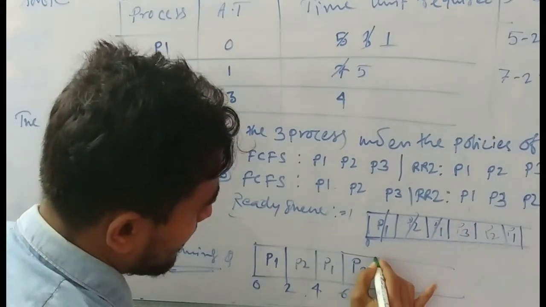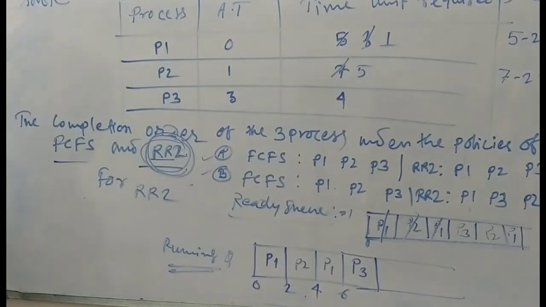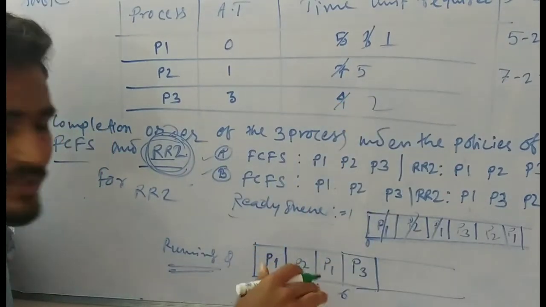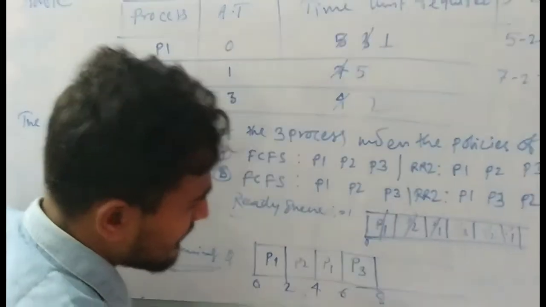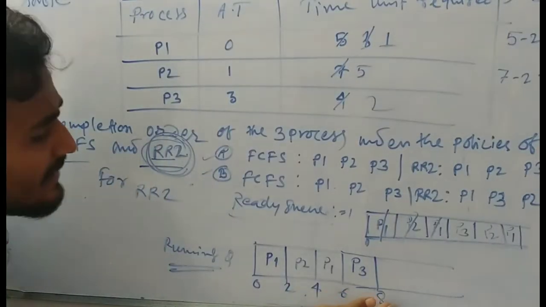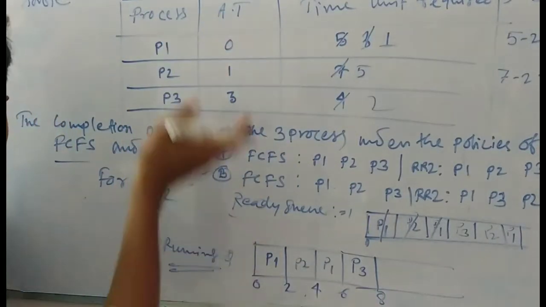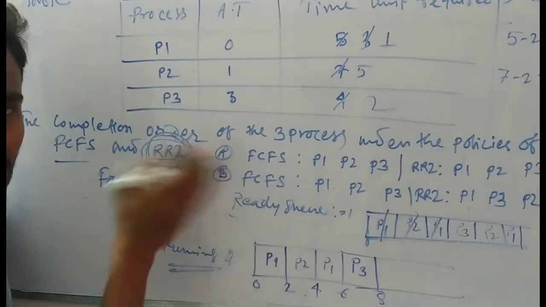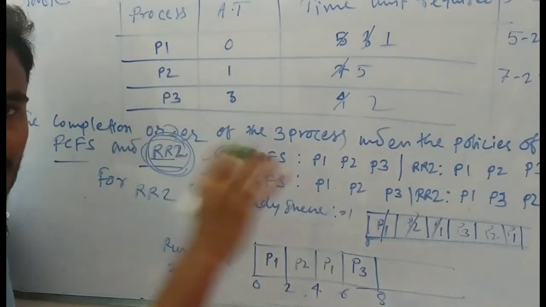Sir, what is the P3 value? 4. Okay, so 2 is cancelled. That means 2 is remaining. So P3. Okay, now check at 8 times, how many processes are actually present? Okay, all processes are executed one time, so there will be no remaining process.